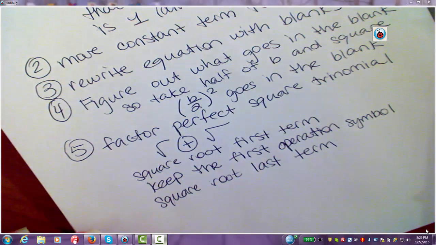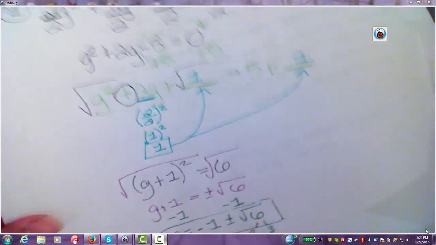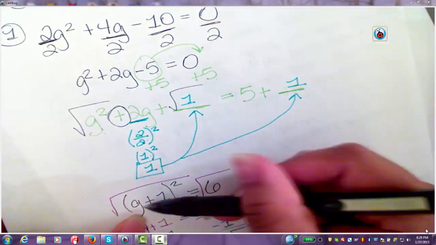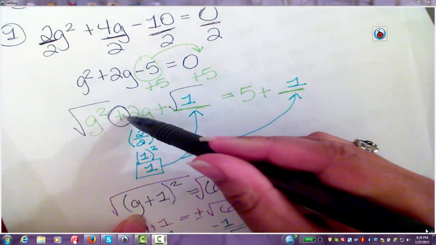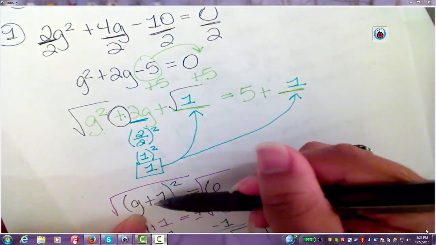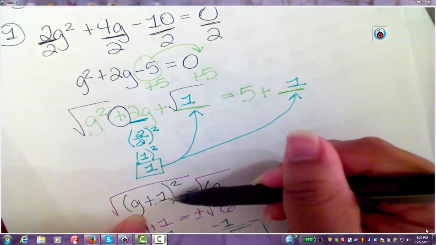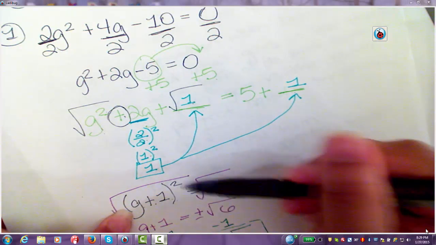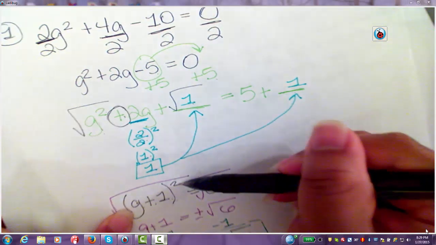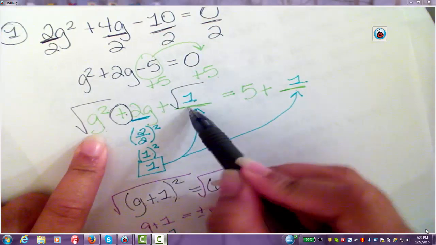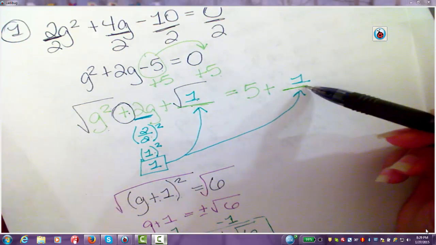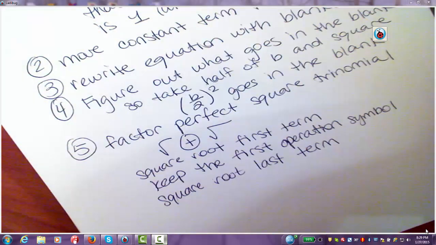So if we look back right here, square root of g squared, that's how we got g, kept the sign, and then square root of 1 is 1. So we put this quantity in parentheses and raise it to the second power because this is a perfect square trinomial. And then we combine the terms on the right. So we combine our constant terms. So we factor and then combine constant terms.